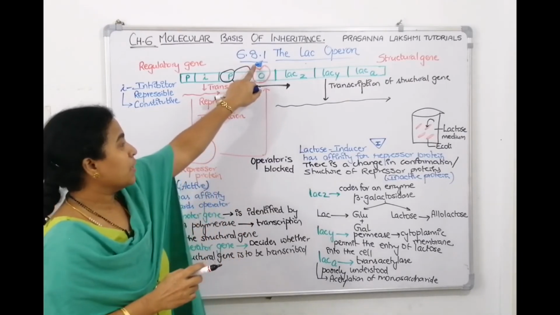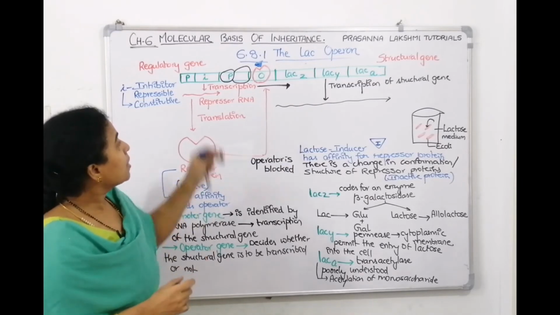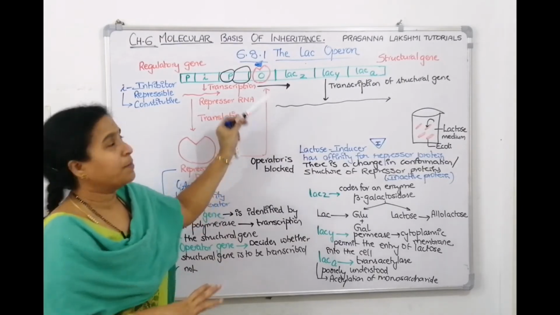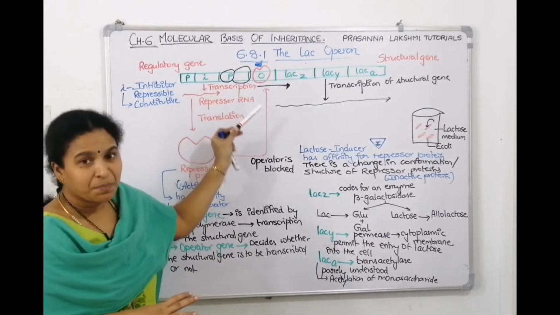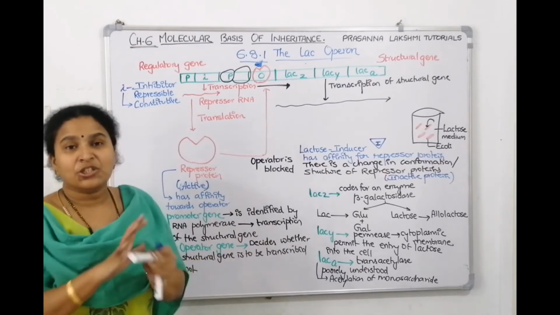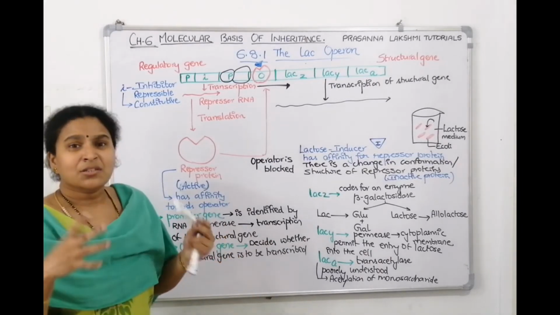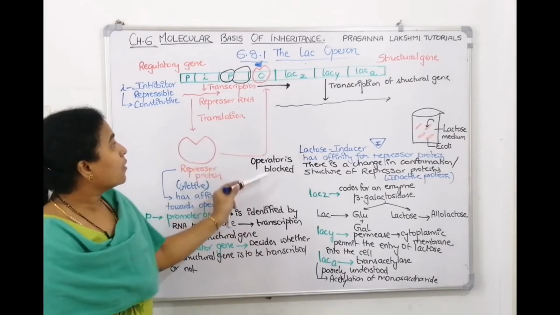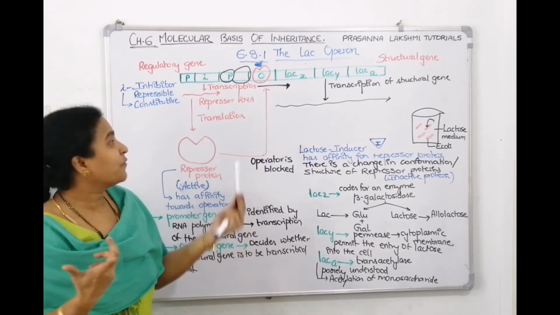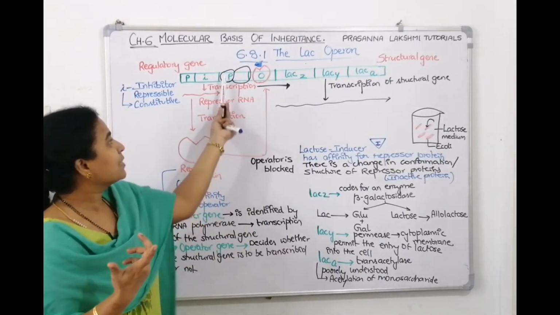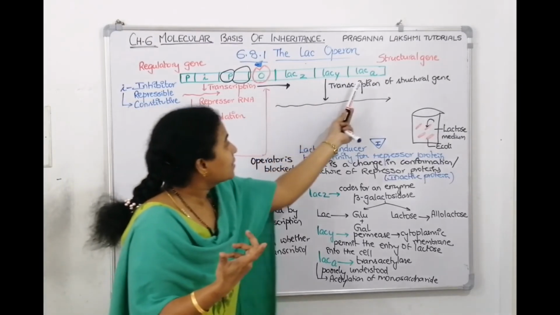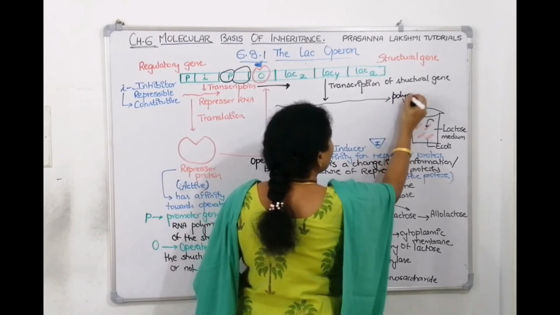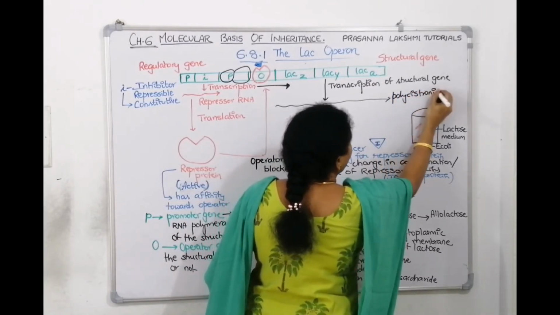So in the presence of inducer, I am recapping: the inducer has attraction for the repressor. It goes in search of the repressor, locates it, binds to it, and changes the structure of the repressor. The repressor becomes inactive and can no longer stick there. It falls down, and the operator is free. When the operator is free, the RNA polymerase comes and binds to the promoter, moves, reads the sequence, and makes a polycistronic mRNA.